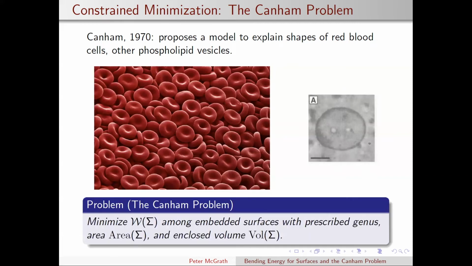So what is the Canham problem? If you're thinking about this model of the shape of a blood cell or one of these vesicles, you care about the bending energy. So you want to minimize this Willmore integral, the total bending energy. You have some prescribed genus, but you really care about the area and enclosed volume. So you only have a certain amount of material, so you fix the area, and then you fix the enclosed volume, say, because your vesicle has to enclose some liquid, say. So now you have 2 constraints, area and volume. Then you want to play the same game.